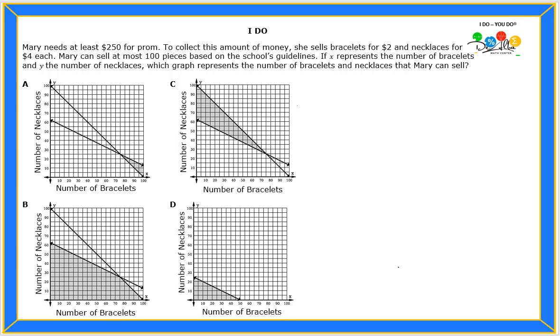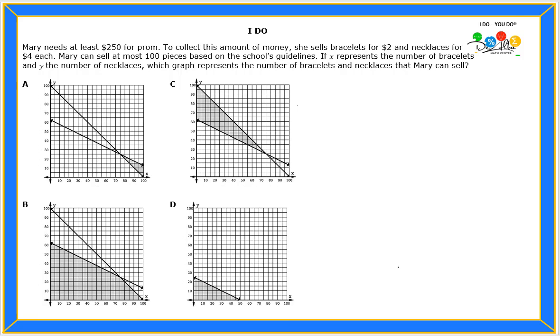It says, Mary needs at least $250 for prom. To collect this amount of money, she sells bracelets for $2 and necklaces for $4 each. Mary can sell at most 100 pieces based on the school's guidelines. If X represents the number of bracelets and Y the number of necklaces, which graph represents the number of bracelets and necklaces that Mary can sell?